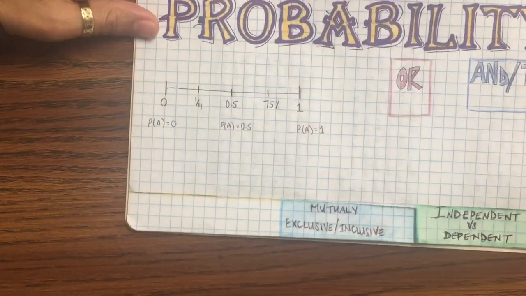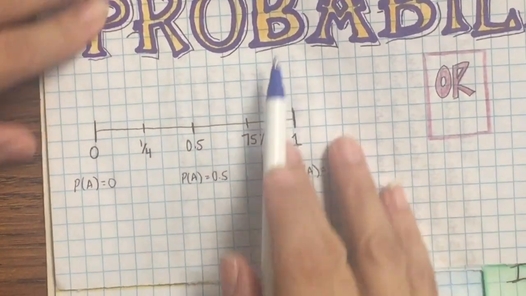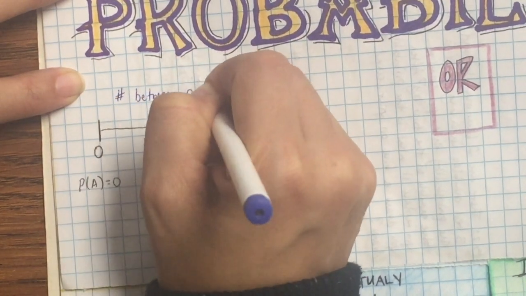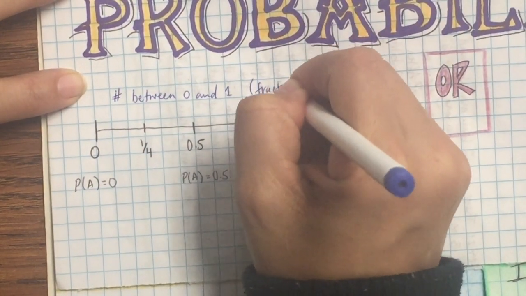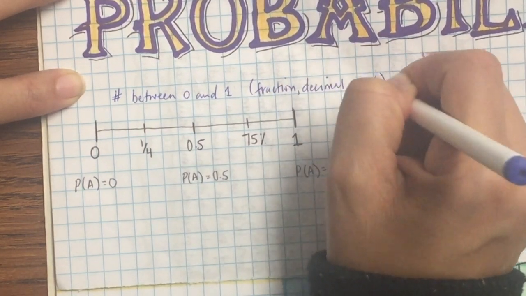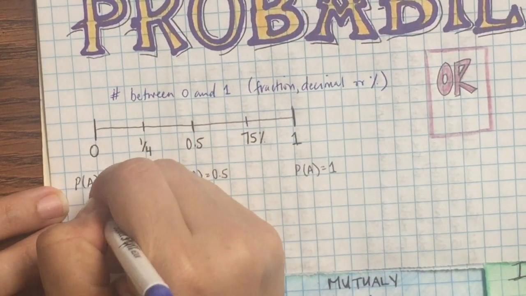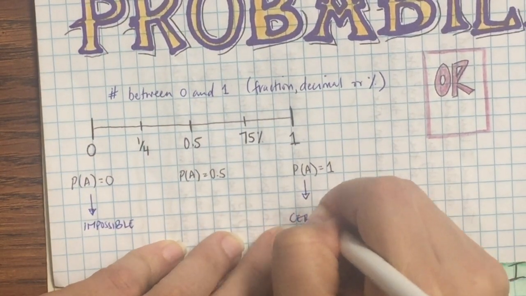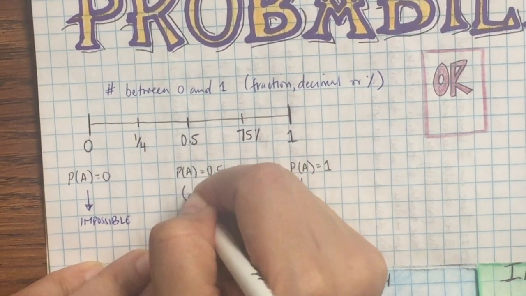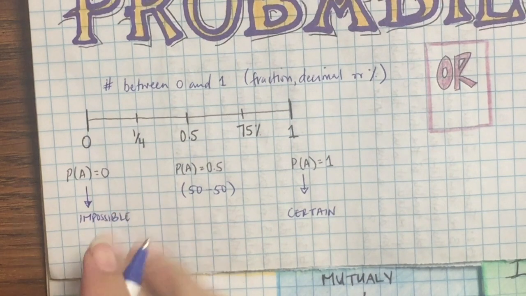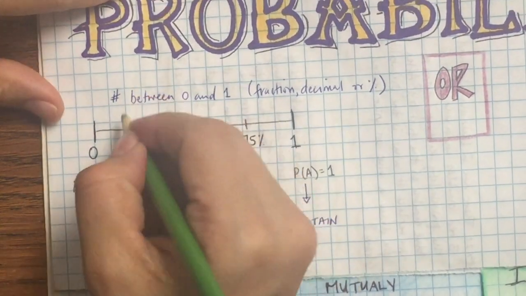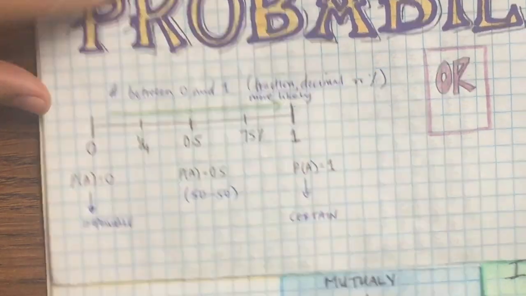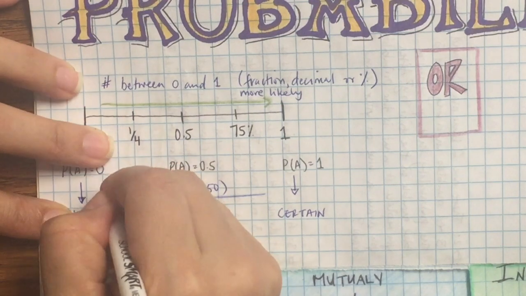The probability is a chance that something will happen. So probability will always fall between 0 and 1. And you can write it as a fraction, a decimal, or a percent. A probability of 0 means it's impossible. A probability of 1 means it's absolutely certain. Something in the middle is going to be like a 50-50 chance. Basically, the more right you go, the more likely it is, and the more left you go, the less likely it is.